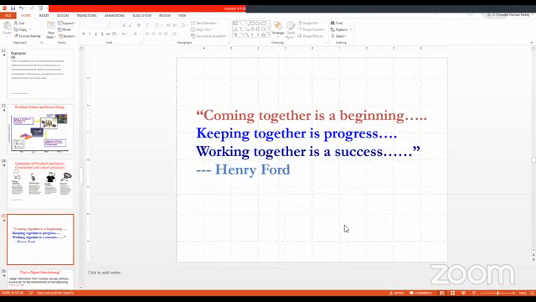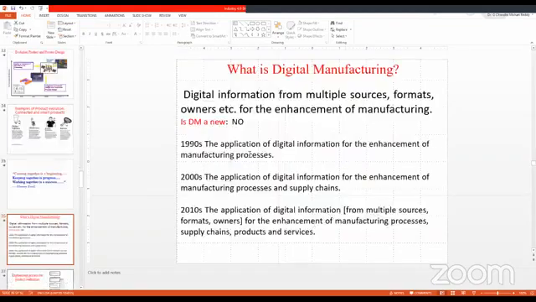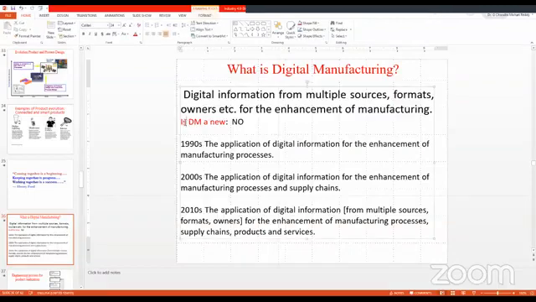Of course, there is a saying: coming together is a beginning, keeping together is progress, working together is success, by Henry Ford. Yeah, is digital manufacturing new? I wanted to put one question at this juncture.